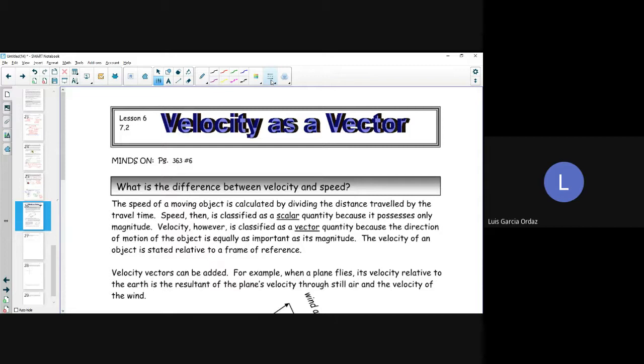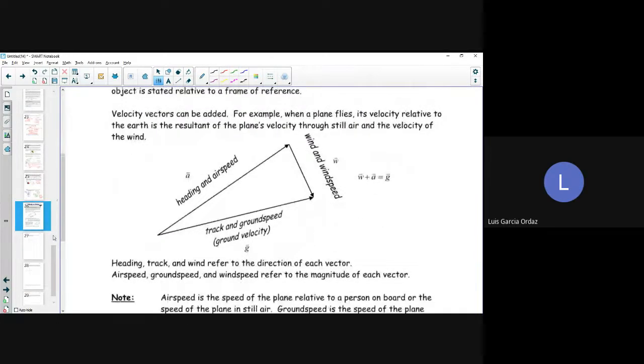Velocity vectors can be added. For example, when a plane flies, its velocity relative to the Earth is the resultant of the plane's velocity through the air and the velocity of the wind. So there's a simple diagram right here. I have my wind, and wind speed is symbolized by vector W. My track and ground speed is symbolized by vector G. And my heading and air speed is symbolized by vector A. So what I get is vector W plus vector A is equal to the resultant, which is vector G.